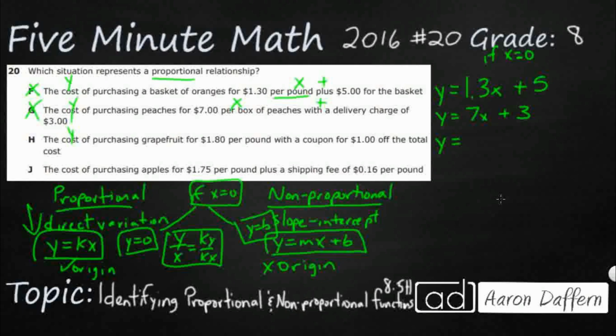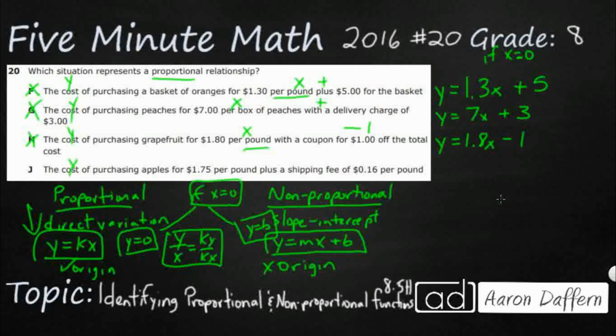So at least they're not hiding what type of problem these are. We're just going to map these real quick to some number sentences. Purchasing grapefruit for $1.80 per pound. So you notice we're doing this again and again, but it's just per pound, $1.80 per pound, with a coupon for $1 off. Okay, so we're going to minus 1 instead of adding 3 or adding 5, but it still ends up being the exact same form. So let's hope it's J.